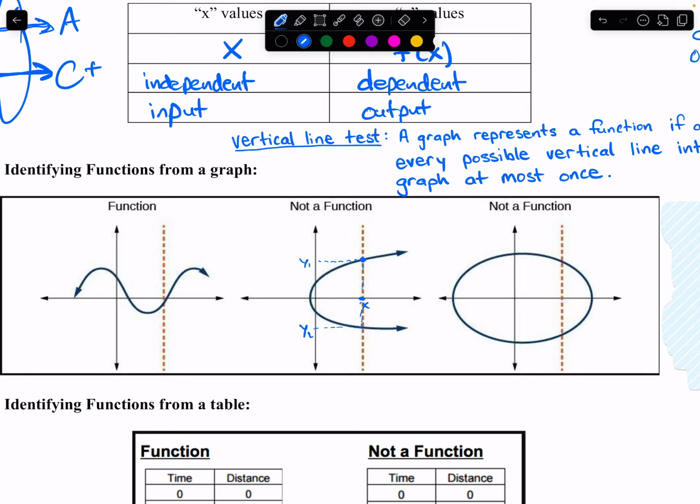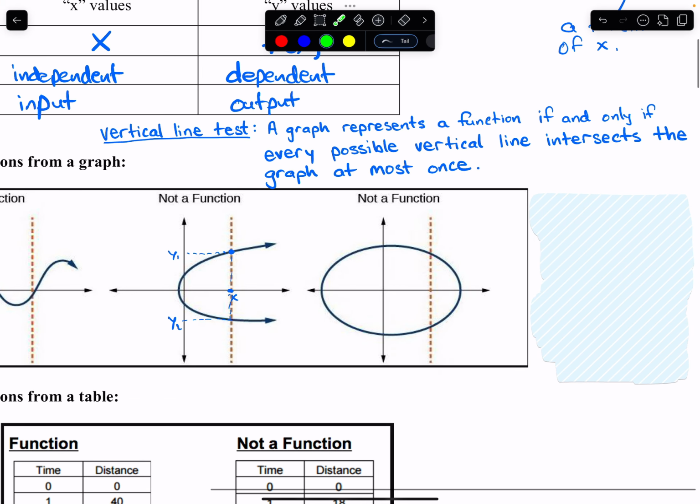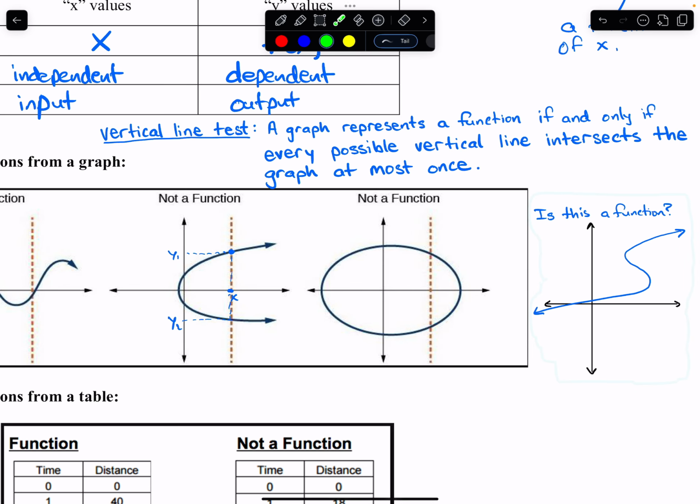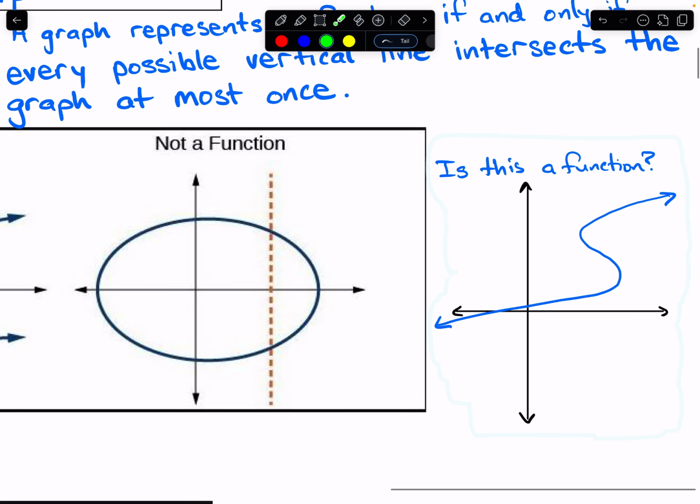Same thing here. We've got another violation of the vertical line test. This is not a function either. I have one more picture for you. Is this a function? Go ahead and take a look at the picture, pause the video if you want, and then decide for yourself, is this a function or not, and be ready to explain why.